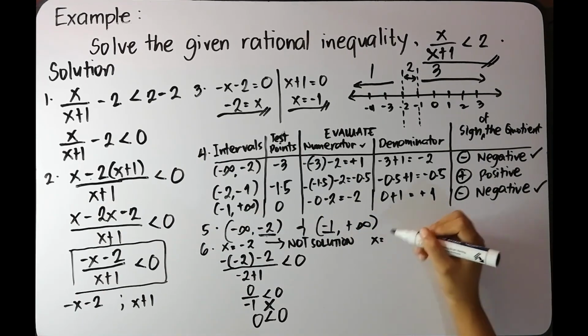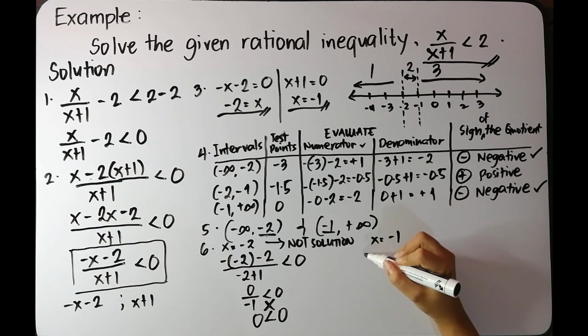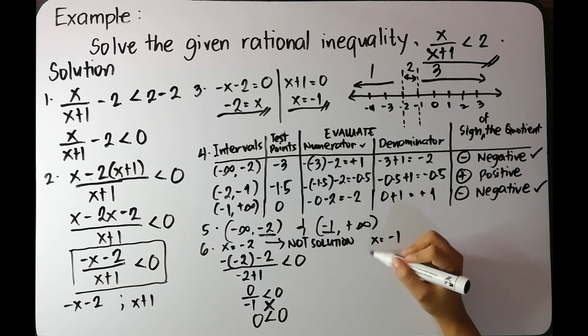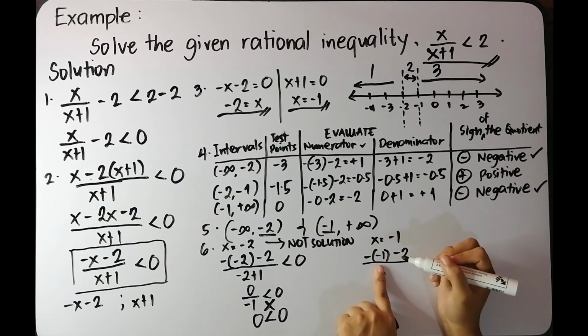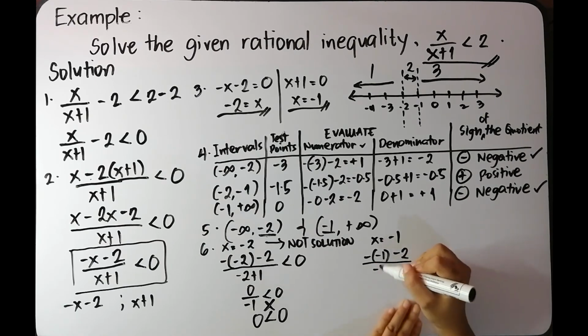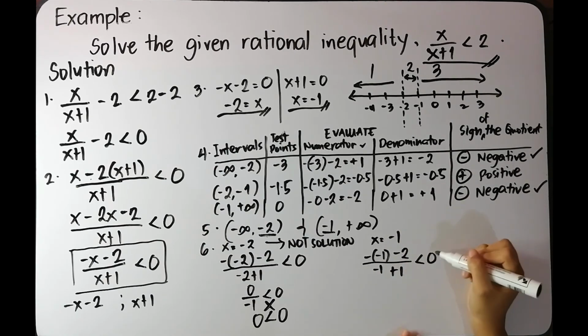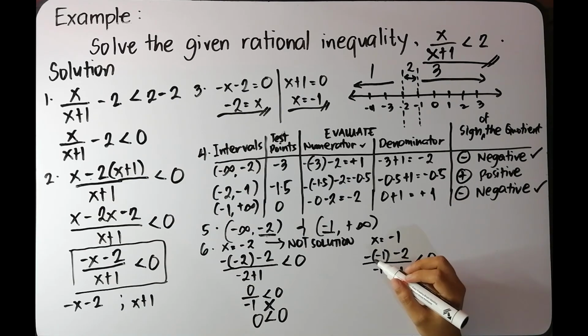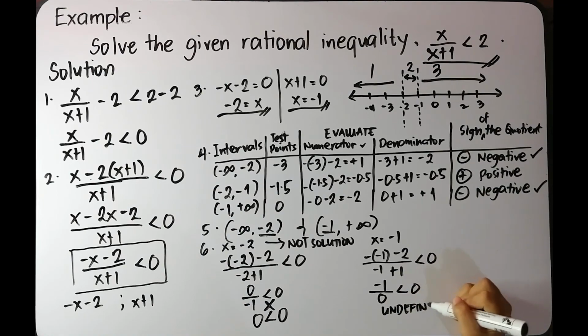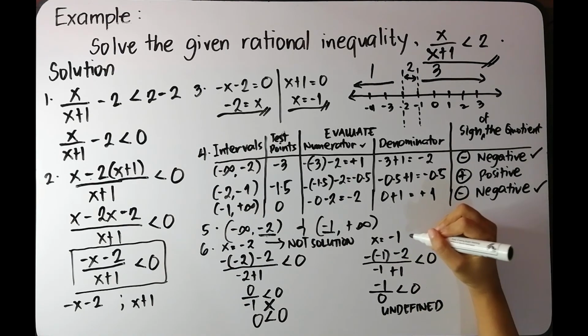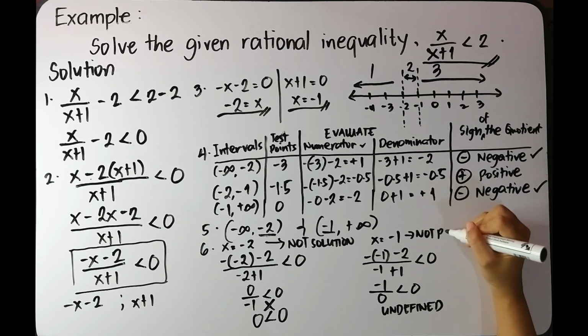Next, meaningful number, we have x equals to negative 1. So let's substitute to our simplified rational inequality. We have negative 1 minus 2 over negative 1 plus 1 less than 0. So negative 1 minus 2, that is negative 3. Then negative 1 plus 1, that is 0. So anything that you divide by 0 is undefined. Meaning, negative 1 is also not part of the solution.